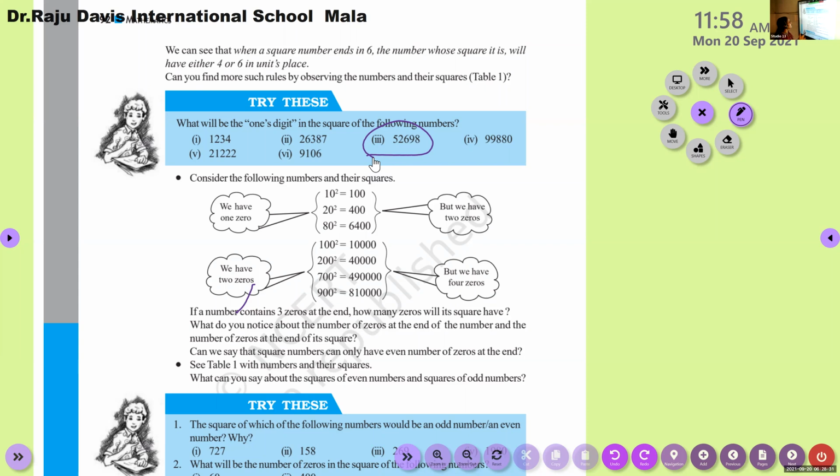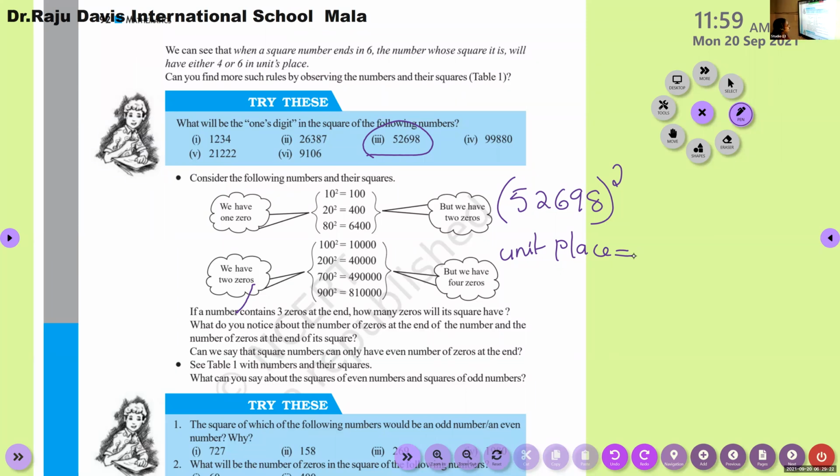I will ask one by one, don't say all of you together. What will be the unit place of its square? 52,698, we are going to square. What will be the unit place? Faisan, unit place of the square of 52,698 will be? Faisan, are you there? Yes, ma'am, I'm there. Four. 4. How did you get that? What did you do to get it?